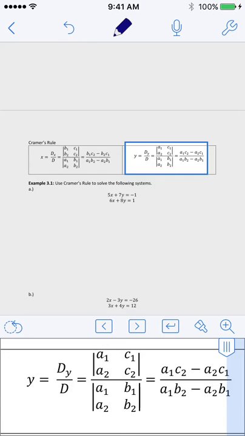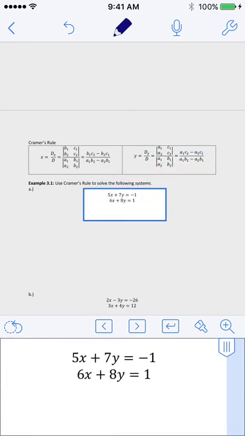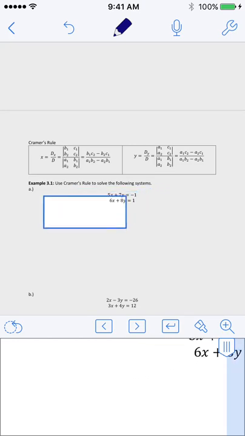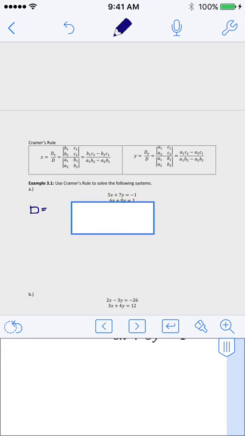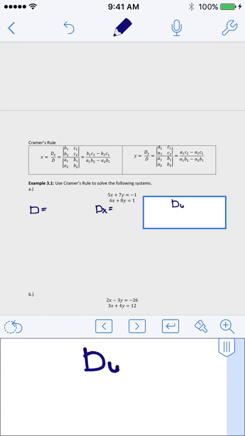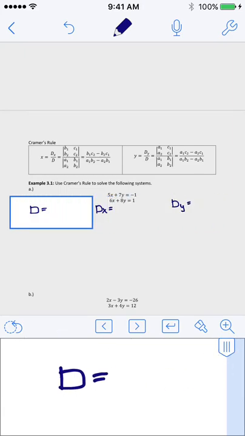Just as a reminder, we put it up at the top there, but let's take a look at this system. 5x plus 7y equals -1, and 6x plus 8y equals 1. The first thing we need, let's solve for x. Let's find our D and our Dx and our Dy. We need those three, and remember, those are going to be numbers at the end of the day.